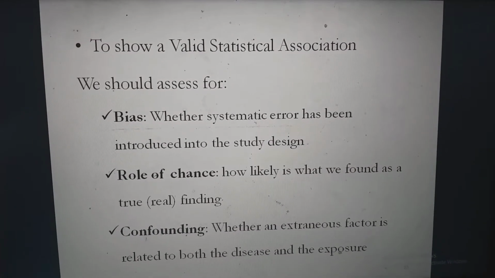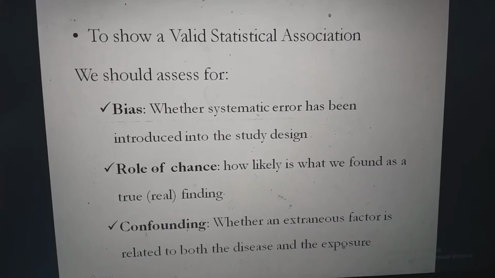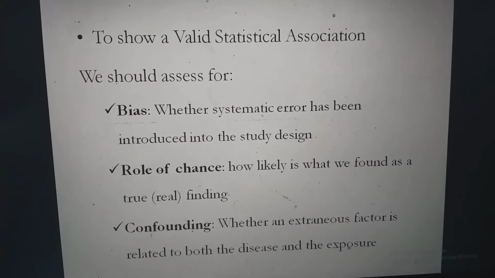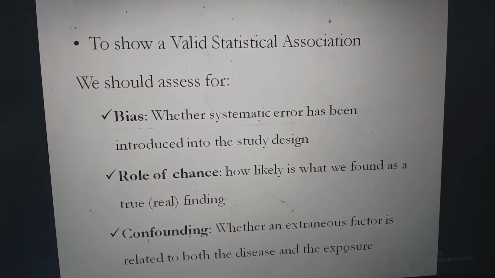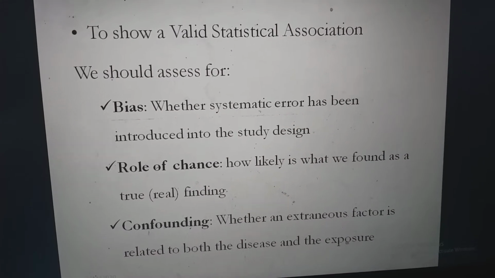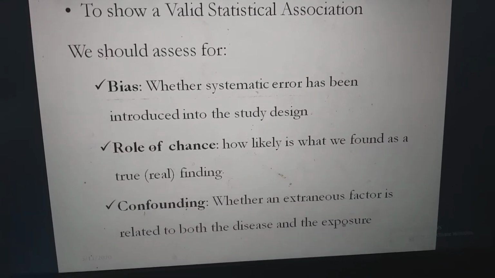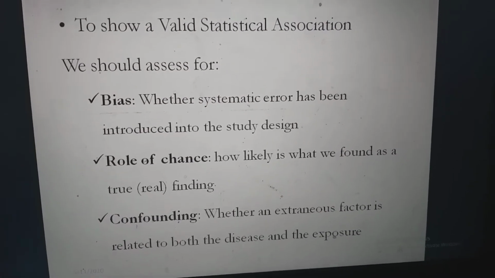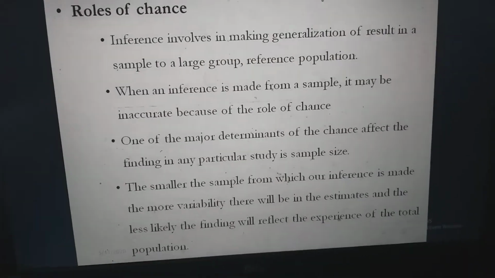To show a valid statistical association, we should assess three major things: bias, role of chance, and confounding. Bias is whether systematic error has been introduced into the study or not. Role of chance is how likely it is that what we found is a true or real finding. Confounding is whether an external factor is related to both disease and exposure.